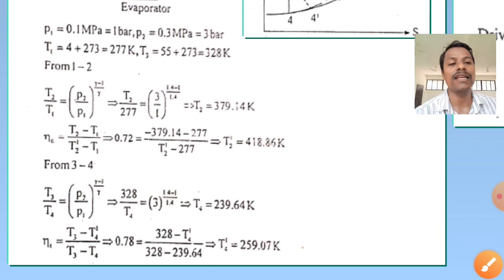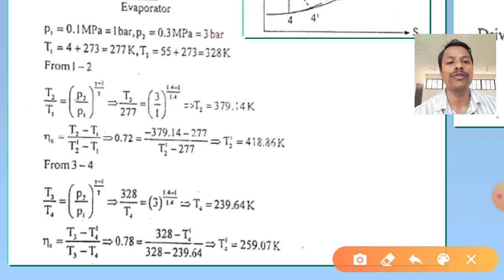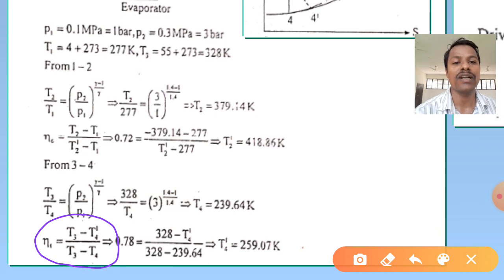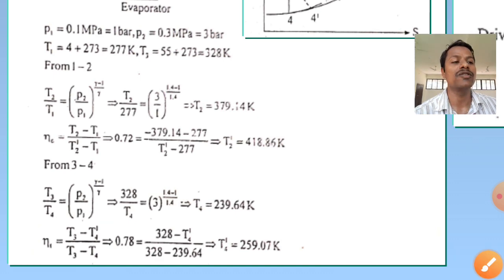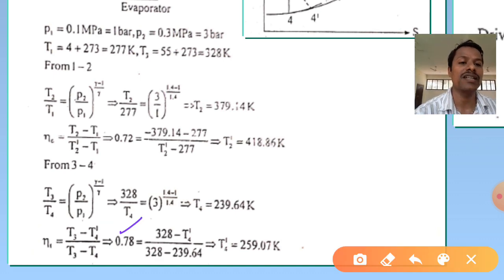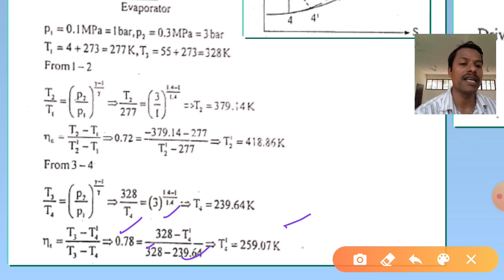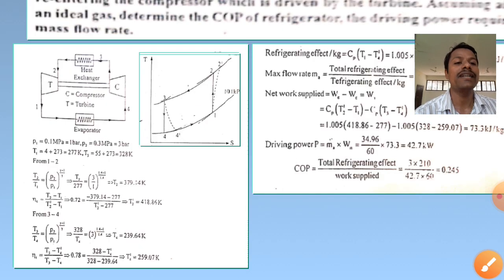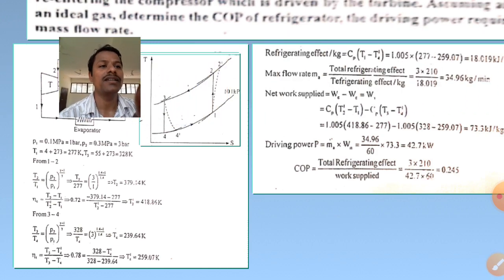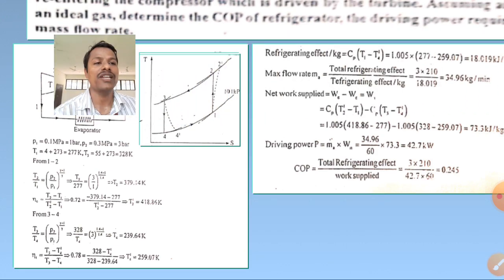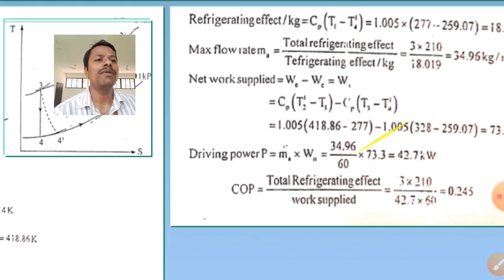From T4, again using the turbine efficiency expression. In the beginning of this solution I told you how the expression is to be written. That is eta T is equal to T3 minus T4 dash divided by T3 minus T4, and turbine efficiency is given as 0.78. I will substitute the known temperature values, and I am able to calculate T4 dash as 259.07 Kelvin.